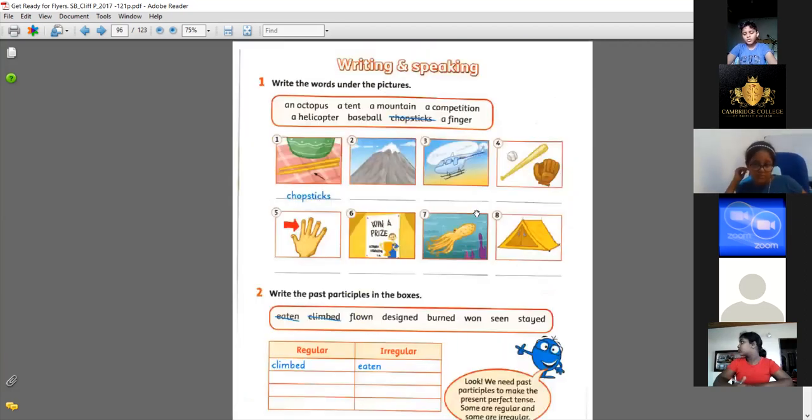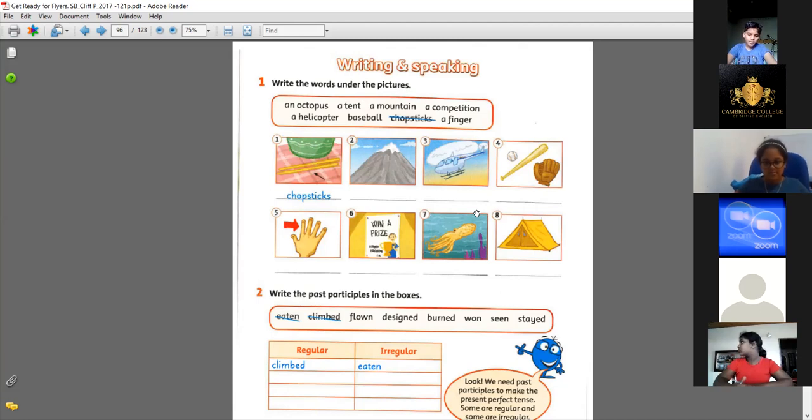Next one, write the words under the pictures. First one is done for you, chopsticks. You know chopsticks are two sticks that you can use to eat rice, noodles, pasta, spaghetti, or whatever kind of food. Mostly they use them in Japan, China, South Korea, those countries. They are not using spoon and fork. They are using chopsticks. Likewise, you want to go through question 2 to 8. They have given the words inside the box. You want to choose the word from the box and write it on the blank.